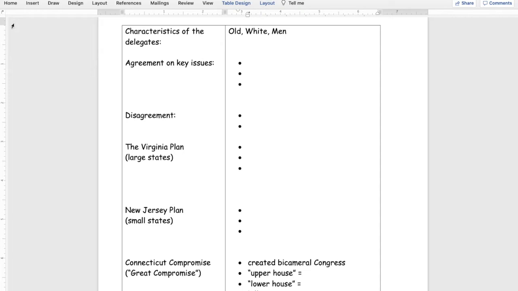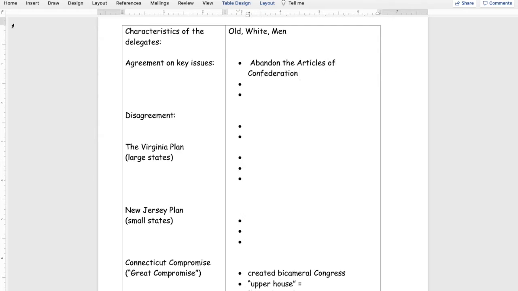It became very clear right off the bat that everybody was going to be in agreement of abandoning the Articles of Confederation. They all agreed on this. It was time to abandon the Articles of Confederation. They weren't going to get far as a country if they kept this as their first constitution.